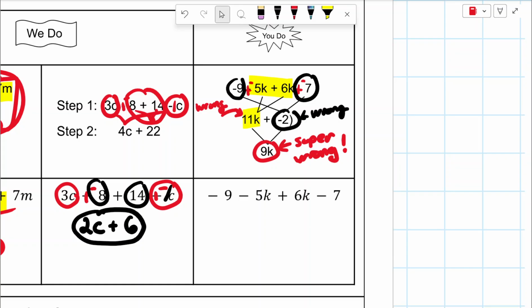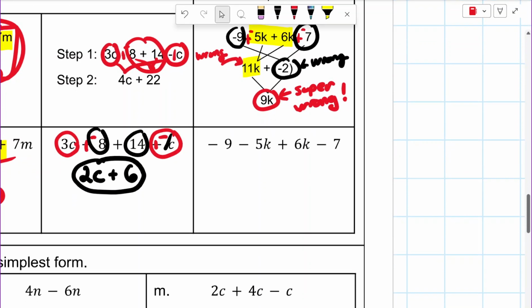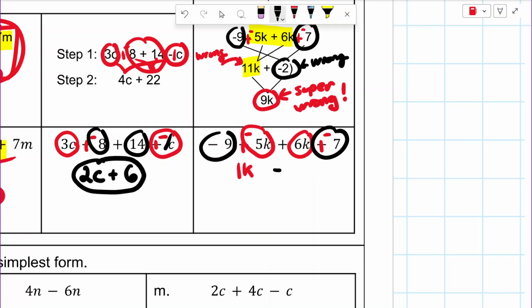So then, after finding those things that were wrong, I came to the subtraction signs here and did additive inverse and additive inverse. I'm going to put my k terms together. Negative 5k and 6k is 1k. And negative 9 plus negative 7 is negative 16.